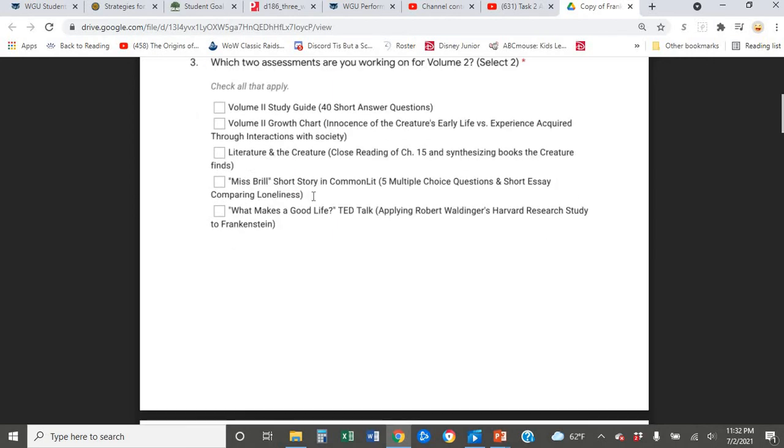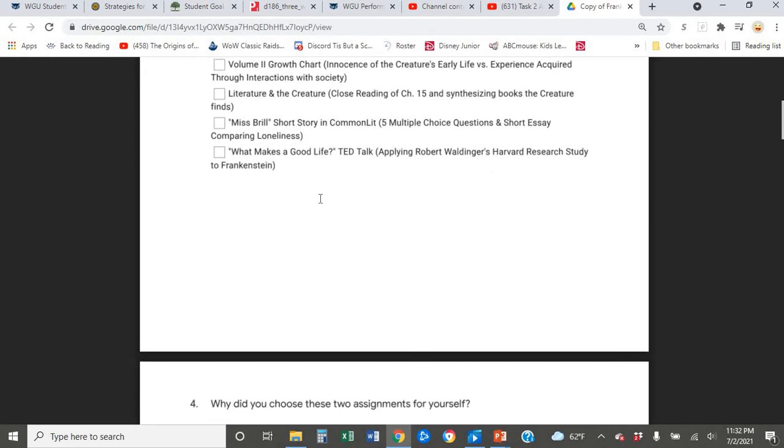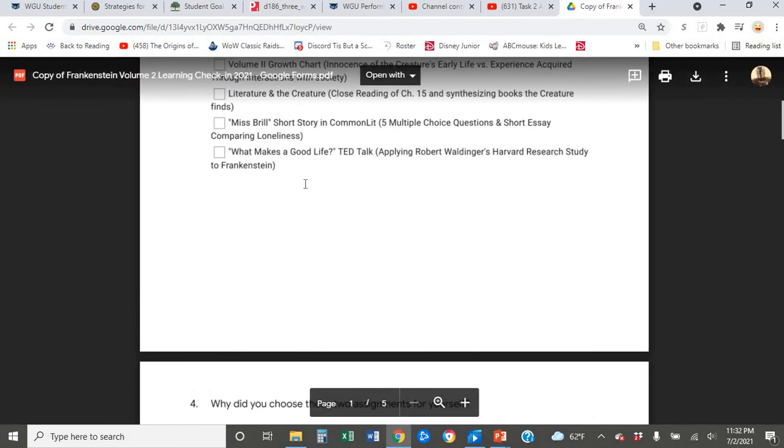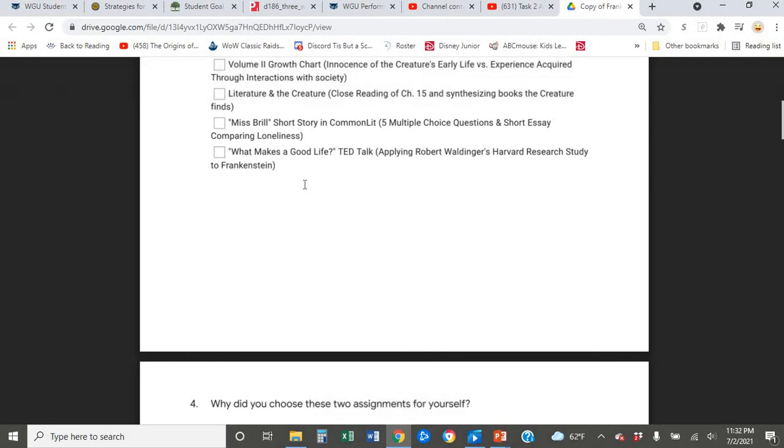Maybe there's something to be said about making a connection between a companion piece like Miss Brill and the actual text itself. The context of loneliness is important because it has not only connections to the piece of literature they're reading, but with so many students suffering from loneliness and depression during the pandemic, perhaps there are some real world connections the students can make as well. What Makes a Good Life, like I mentioned before, is a Harvard study, so it's always interesting to see how truth and fiction work hand in hand.